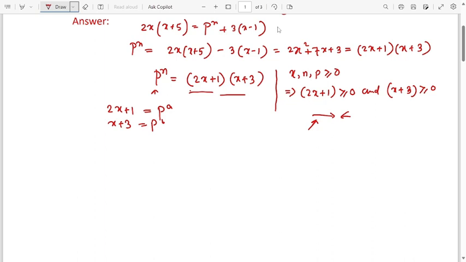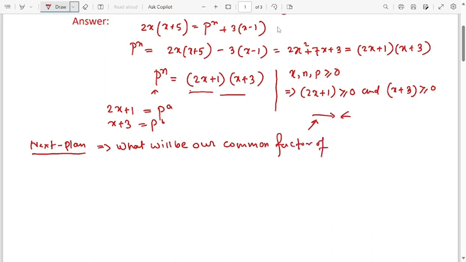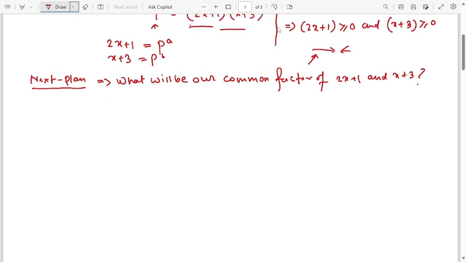Okay, so what is our next plan? Next plan is to find what will be the common factor of 2x plus 1 and x plus 3. In order to find this, we need to understand what we mean by GCD. So first we are going to look at the definition of GCD.